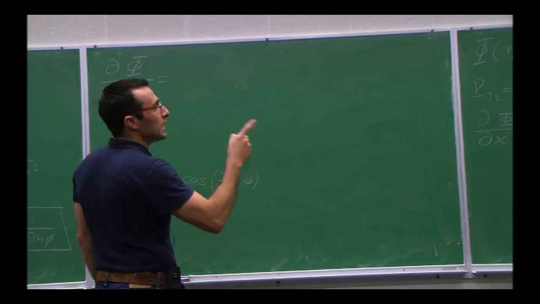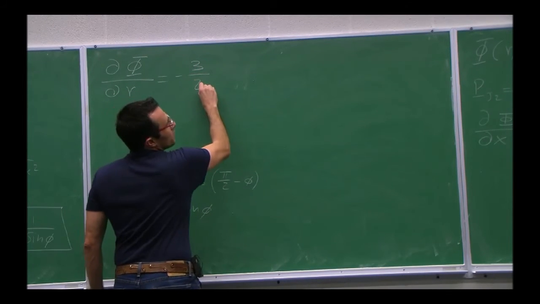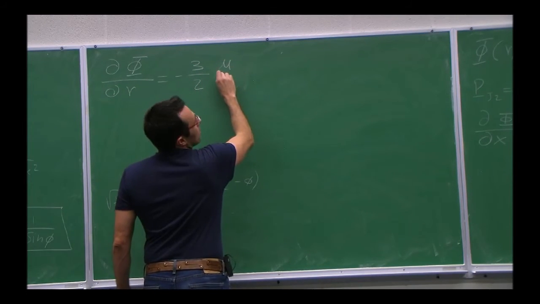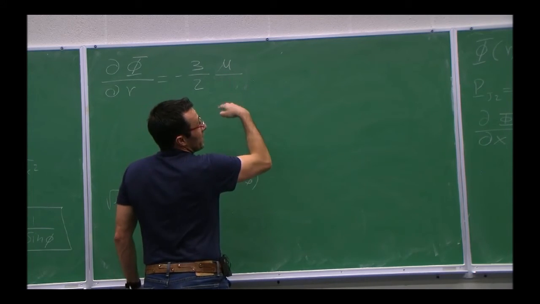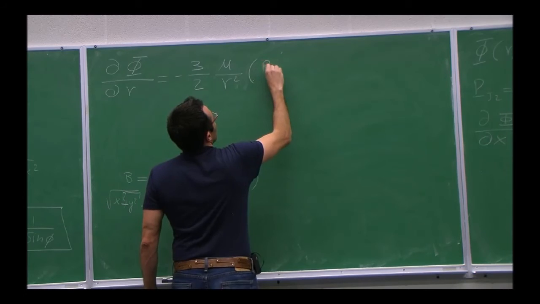So that's an r cubed that I see at the denominator. So that's going to become a minus 3 over 2 mu over, now I'm going to see an r to the 4th at the denominator, so let's just leave it like this.